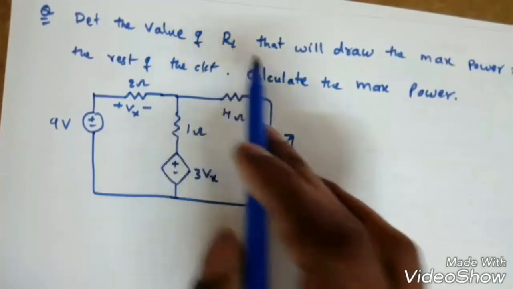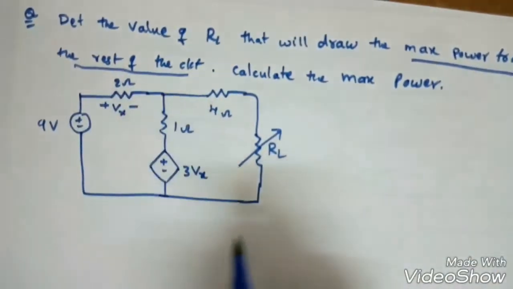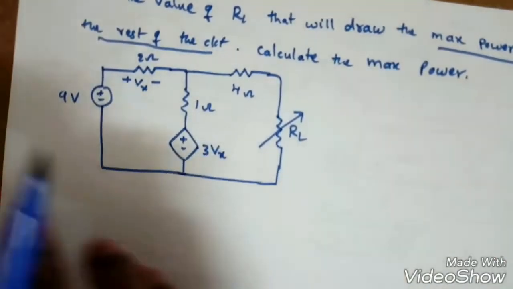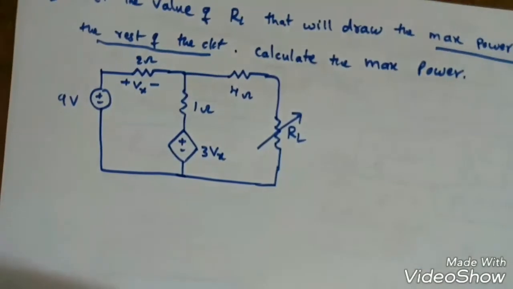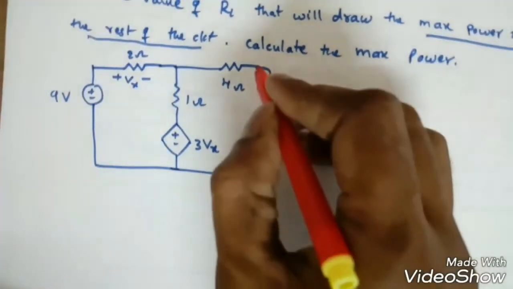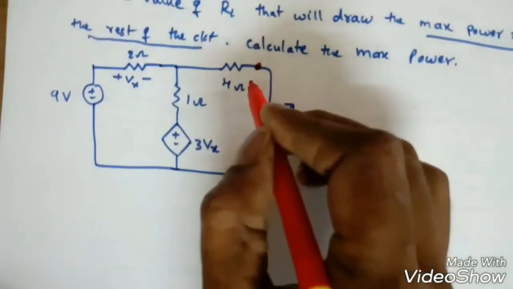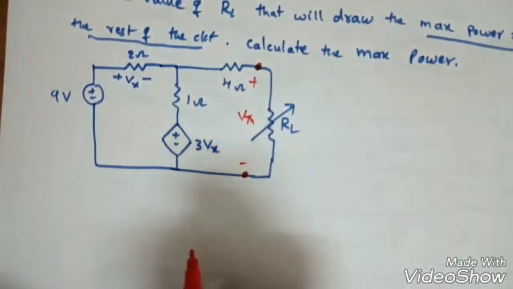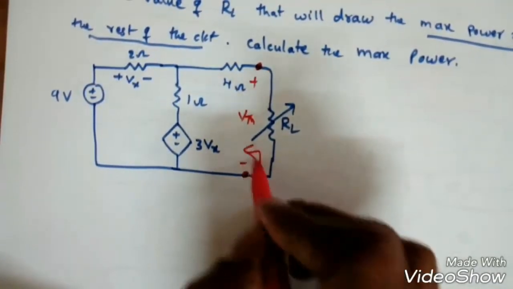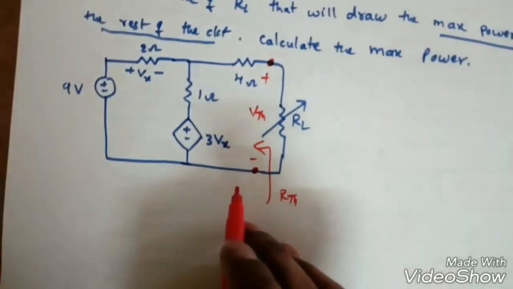Now see, determine the value of RL that will draw maximum power from the rest of the circuit, and calculate the maximum power. To find the maximum power or the resistance, what we need to do is, wherever we want, just open the circuit there and apply a Thevenin voltage VTH. Then find the VTH and RTH. Now, how to find VTH?